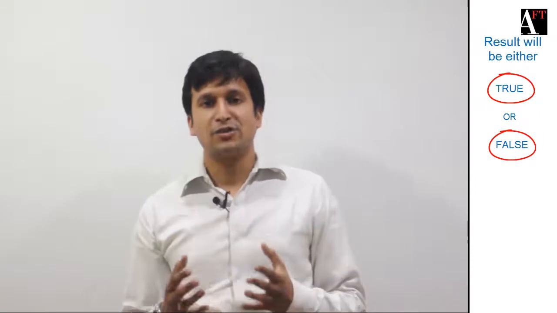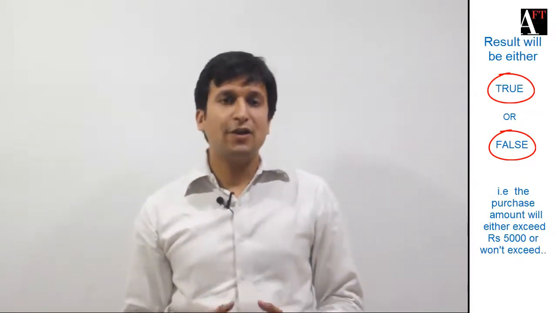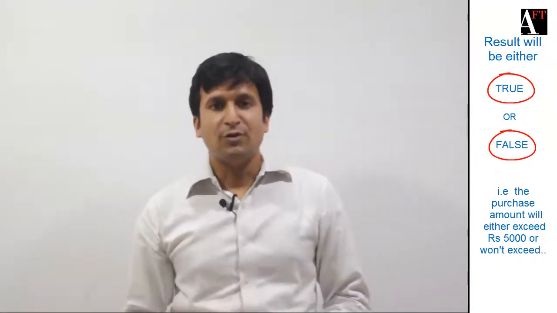So for example, if I buy using the card over and above 5,000 rupees, if I shop for more than 5,000 rupees, then only the card company gives me a cashback of about 5%. Right? So the condition here is my shopping should be more than 5,000 rupees. The result of this condition will be either true or false. That is, my purchase amount will exceed 5,000 or it will not. That's the same way Excel lays out the if function.